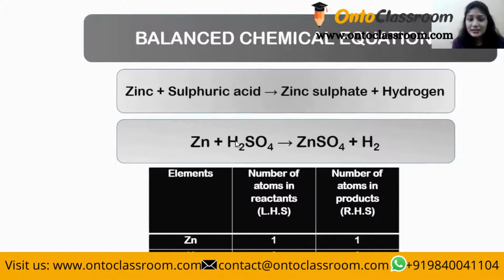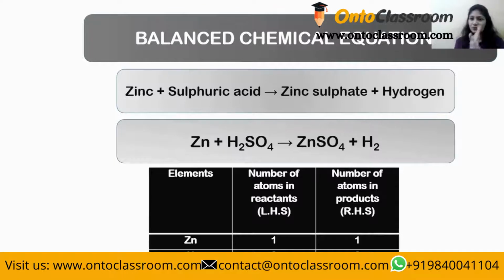You can see that there are 2 hydrogens here. So I wrote 2 in the reactant side. Sulfur is 1 and oxygen is 4. And I wrote it. Looking at the right-hand side or the product side, zinc is 1, S, that is sulfur, is 1, oxygen is 4, and hydrogen is 2.